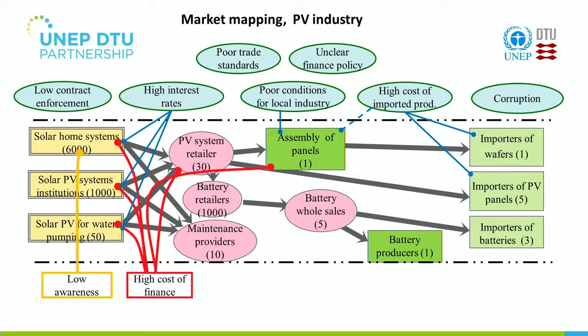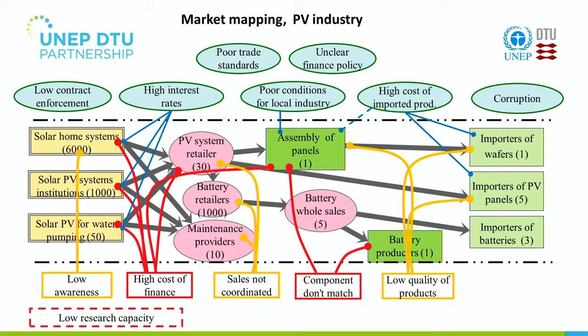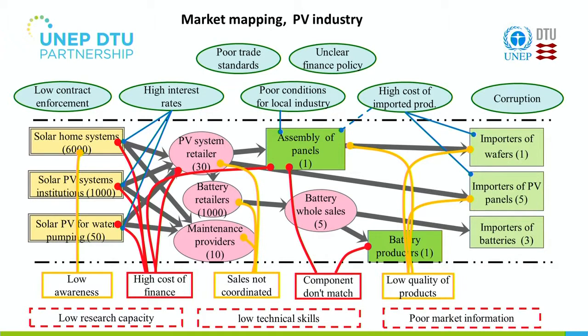And many point at the high cost of finance as a problem, maybe for all actors in the market chain, but in this case specifically for the consumers, for the retailer, and for the factory which is assembling panels. Others claim that sales are not coordinated between the different actors in this part of the chain. Again, others find that components produced by the 2 local producers do not really match each other. They do not fit well into a proper system. And finally, a number point at low quality of products which are imported, but also low quality of products produced by the local assembly factory. In general, they point at low research capacity, low technological skills, and poor market information.